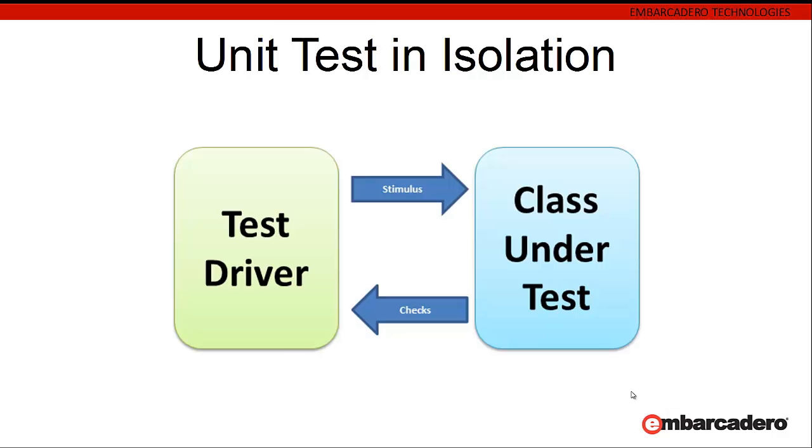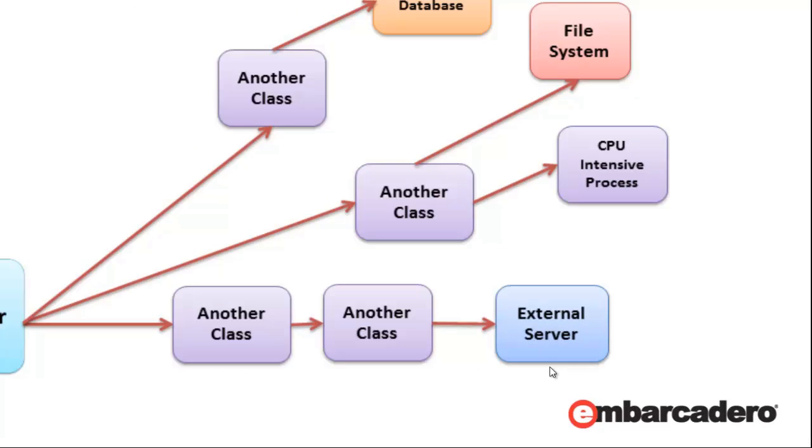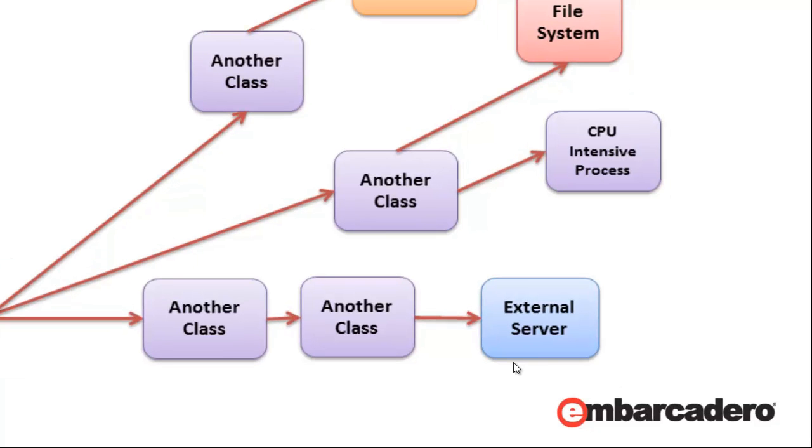However, part of the problem you run into with this test is the idea that your class can oftentimes have secondary effects. In other words, the class under test might need another class that then in turn requires an external database, a second class that then in turn does some type of CPU intensive process or talks to the file system, or another class can require another class that then in turn requires some external server on your system. Anything can happen on the back end of testing a given class.